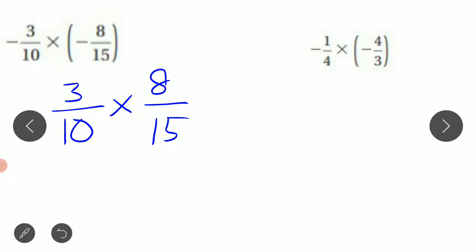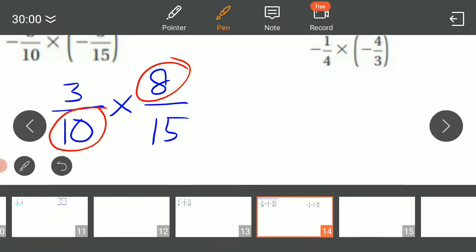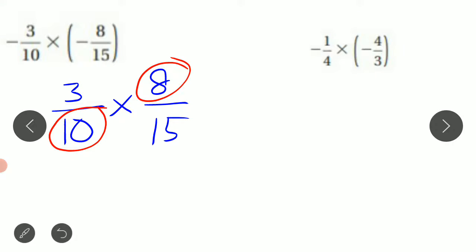After multiplying the sign, let's see, is there any one numerator and denominator, I mean, is there a pair having a common factor? See now, 3 and 15 have a common factor. We are taking one numerator and one denominator. Yes, this pair has common factor 3. Likewise, one more pair also: 8 and 10, they have common factor 2.